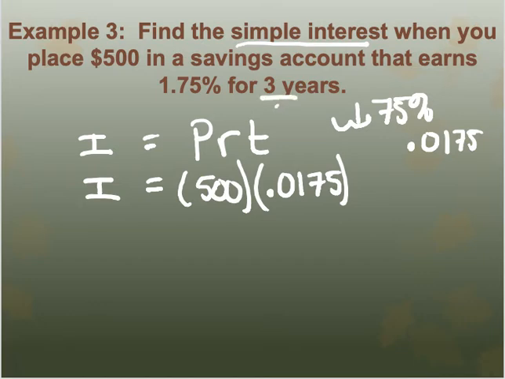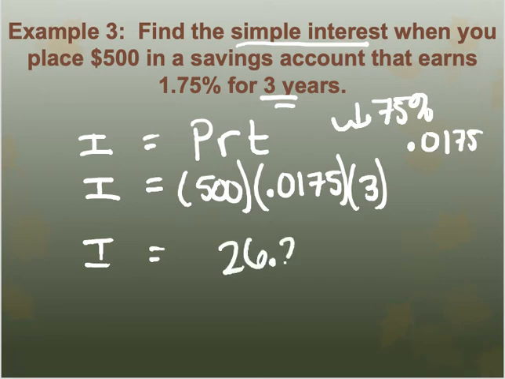And then our time is in years. They've already told us it's 3 years, so we'll put that in here. Now we multiply that with our calculator, so 500 times 0.0175 times 3. And that gets us I = 26.25, which means $26.25 is how much interest we have earned by placing that amount of money in an account for 3 years at 1.75%. Now I will say I converted all these to decimals. I know some people prefer to just put 1.75 and use the percentage button on your calculator when you're figuring the rate. That's fine. That's another way that you can do it.